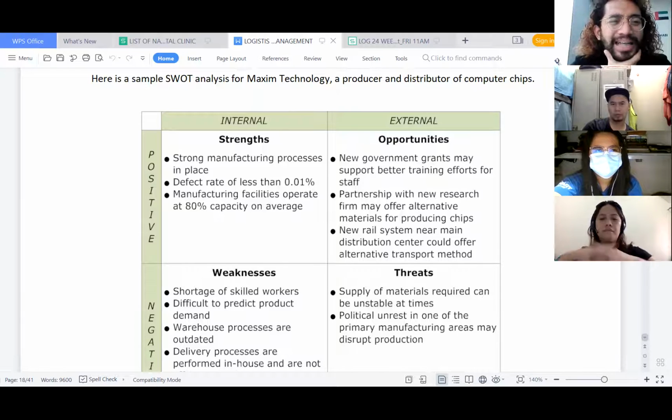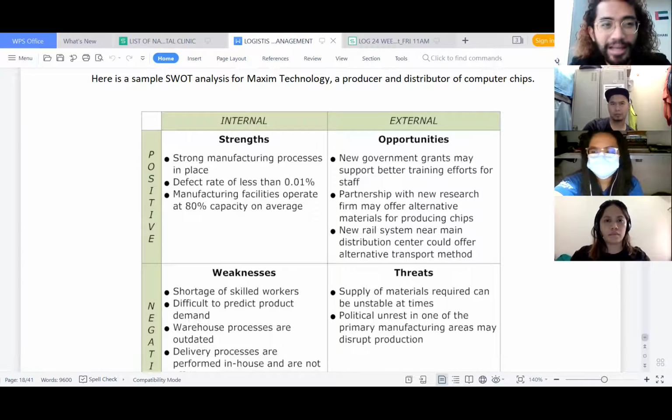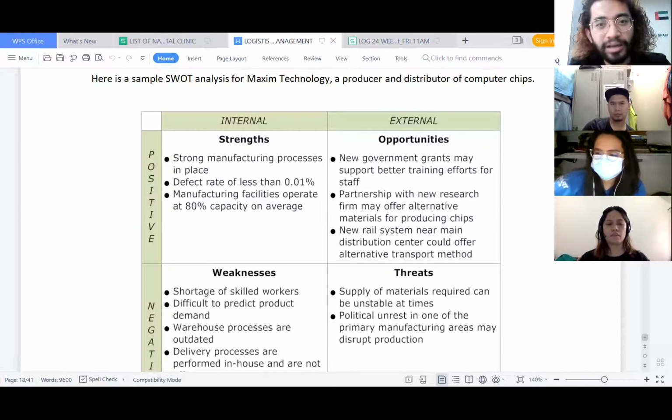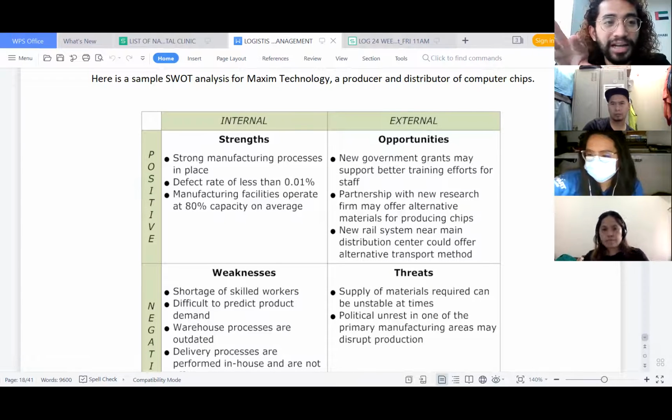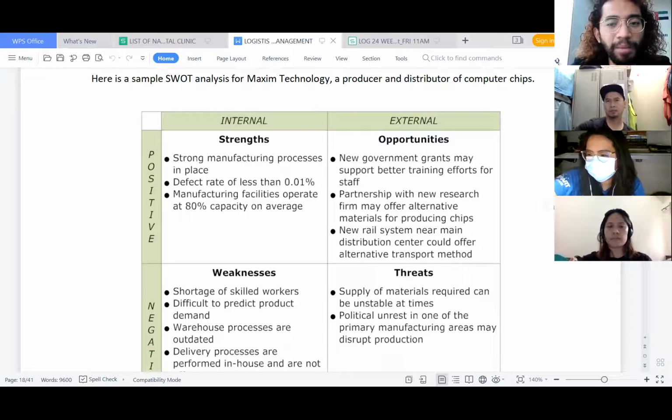Why do we need the SWOT analysis? We need SWOT analysis for us to identify the things that we can improve in our company. So these are the problems already. You have listed it there, your weakness, and then there are threats. So we have shortage of skilled workers. What can you do? That's your problem.